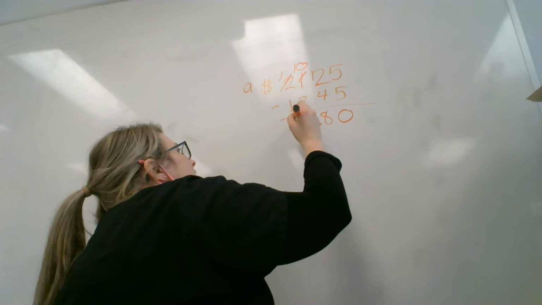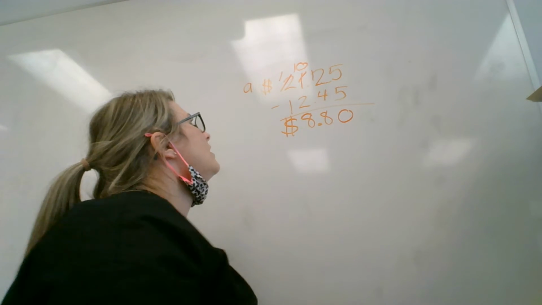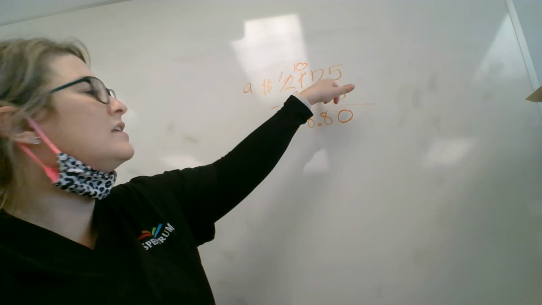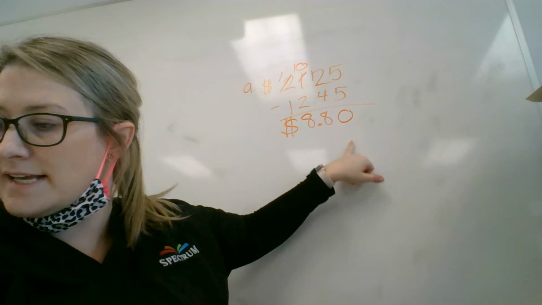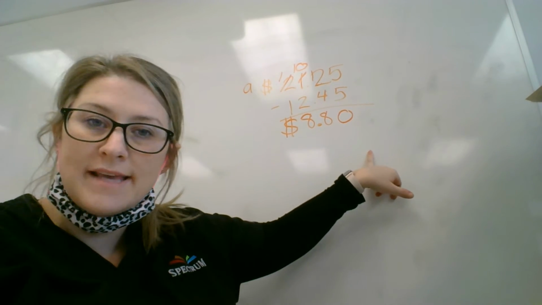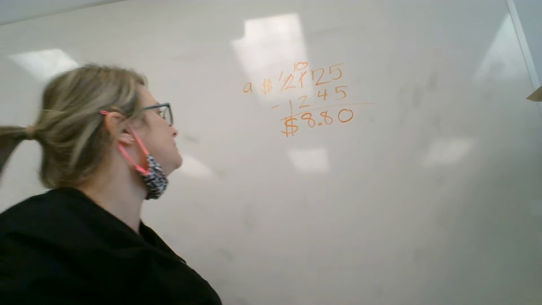This is 0, so I'll just put my money sign there. So if she started off with $21.25 and bought a pack of diapers, she still has $8.80 left. I'm going to set up B and C for you.